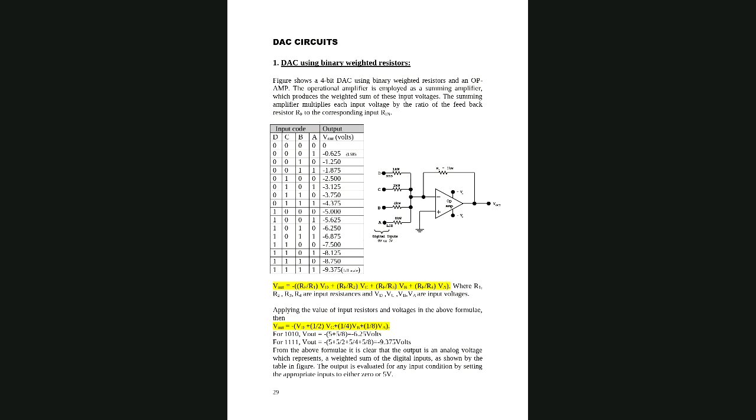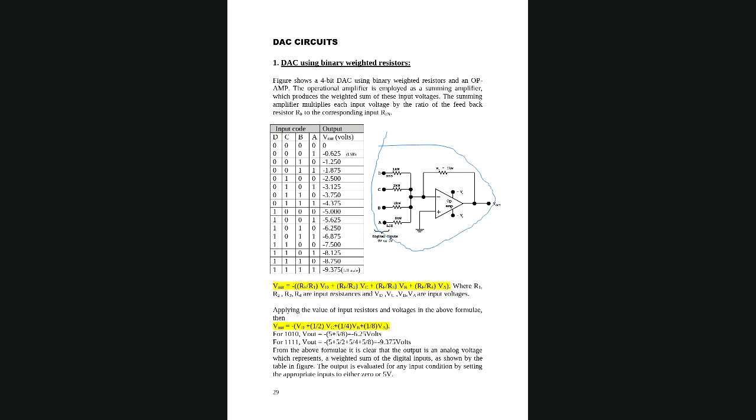Now the next thing we will discuss here is the DAC circuits, the digital to analog converter circuits that we have here. So the first digital to analog converter circuit is using binary weighted resistors. Okay, you can see here, this is the binary weighted resistor, and I know everybody is aware of this one.